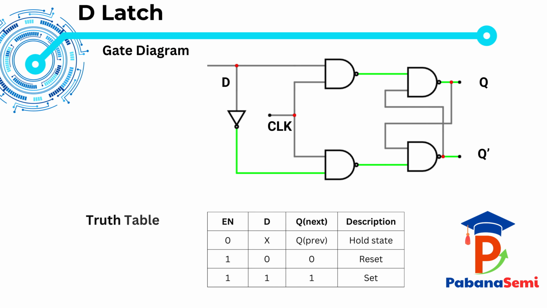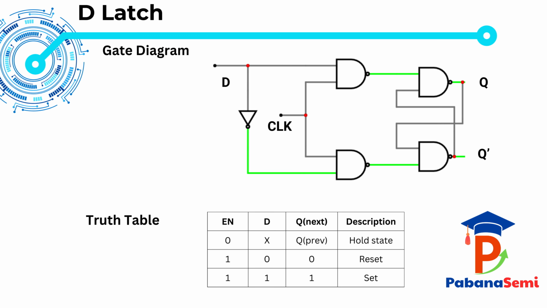We'll understand the D latch using its gate diagram and truth table. On the right side, you can see the D latch built from an SR latch core, along with input logic. The input is D, and the control signal is enable, shown here as clock or EN. The outputs are Q and Q bar.